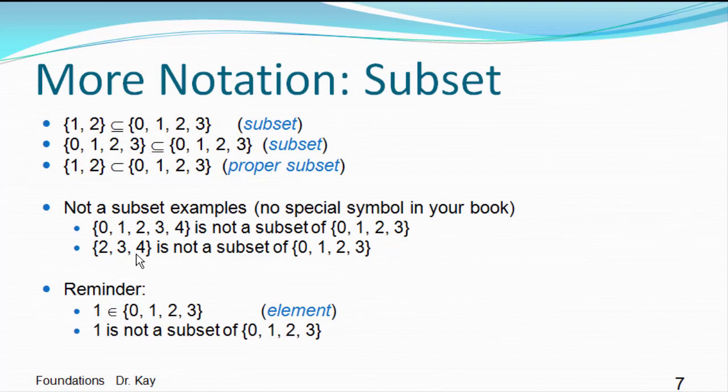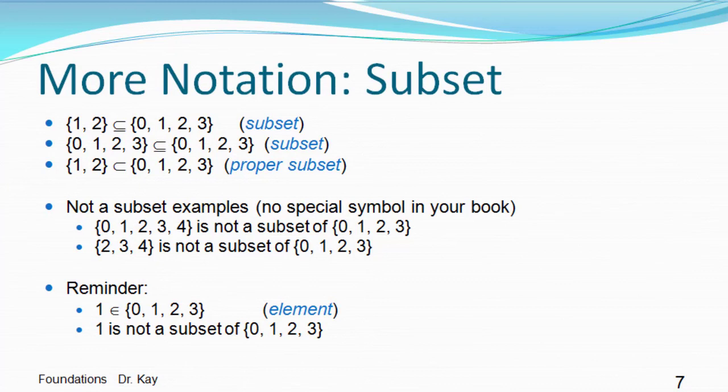Similarly, {2, 3, 4} is not a subset of {0, 1, 2, 3} because there are some elements in here that do not appear in there. And the really super important thing that you need to make sure you totally get is the difference between the element symbol and the subset symbol, and what they mean.